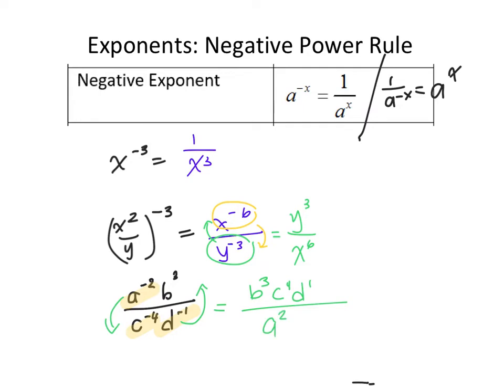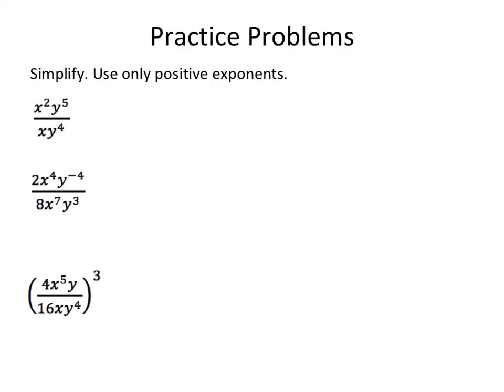You'll notice that B actually stays in the numerator. That's because it stays wherever it's positive. So I don't need to move it because it has a positive exponent in the numerator. Here we have a bunch of practice problems, which we'll go over.